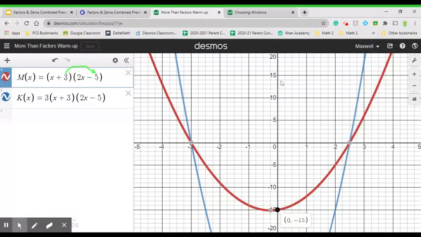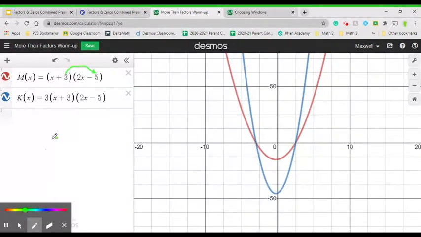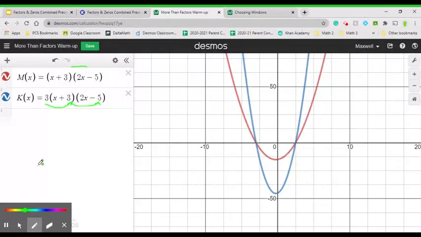But we cannot see all of the intercepts for our blue function. We know already that it shares x-intercepts. So I would have to zoom out until I can see my y-intercept of negative 45. If you look back at our function, 3 times 3 times negative 5 is equal to negative 45 for our function in blue. So that covers all their similarities and differences. Same x-intercepts. It's opening up in the same direction, but k, our blue function, is dilated by 3.